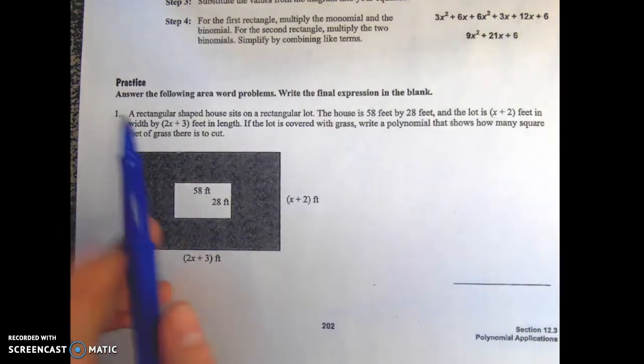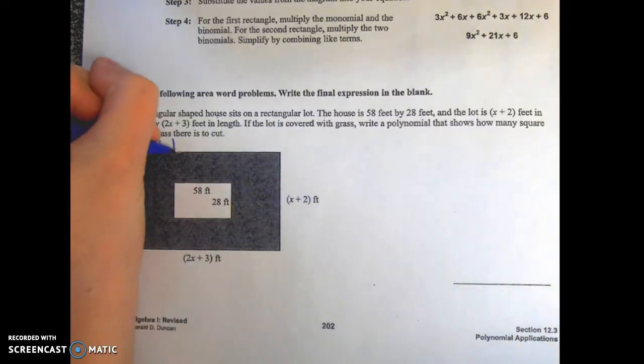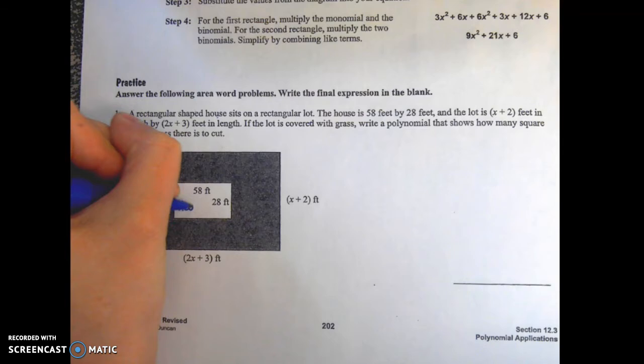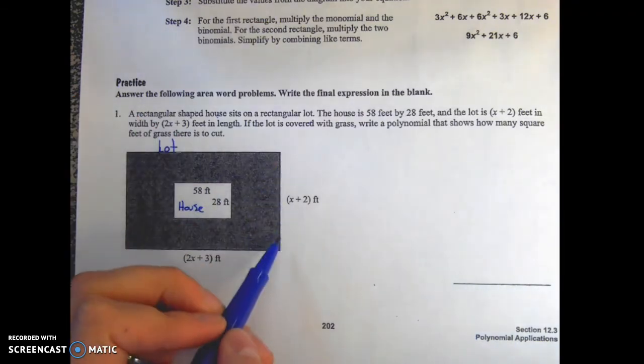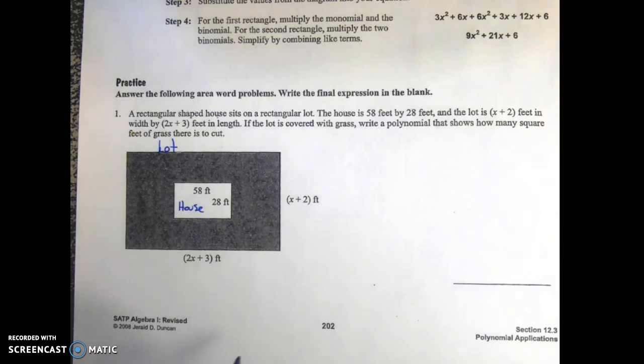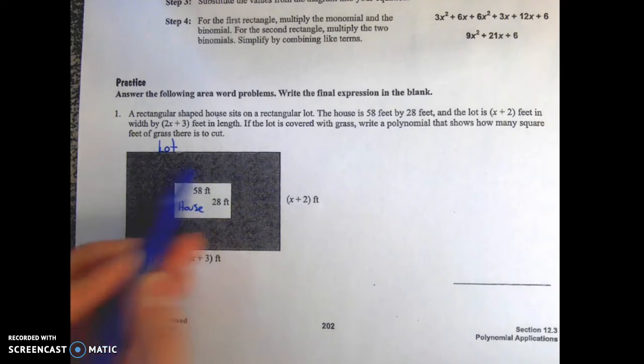Okay, so a rectangular shaped house that's on a rectangular lot. So looking at this big piece is my lot and this is my house. Okay, the house is 58 by 28 feet and the lot is x plus 2 feet in width and 2x plus 3 feet in length. If the lot is covered with grass, write a polynomial that shows how many square feet of grass there is to cut. So we're looking for the grass, right?